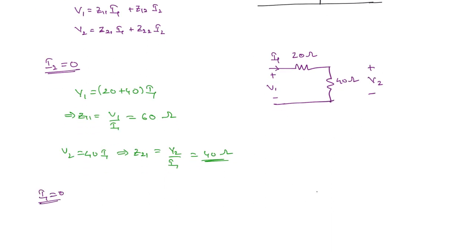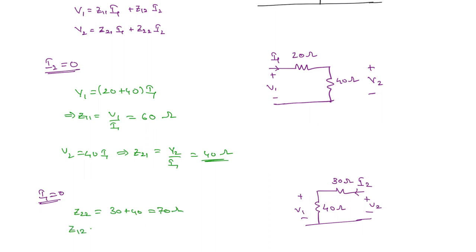Okay. Similarly, you can find on the other side if you make I1 equal to 0. Then what will be the circuit? This is going to be V2 and current I2 is flowing. V1 will be across this 40 ohms and this resistance is 30 ohms. In a similar fashion, you are going to get Z22 is equal to 30 plus 40, which is 70 ohms, and Z12 you are going to get 40 ohms.